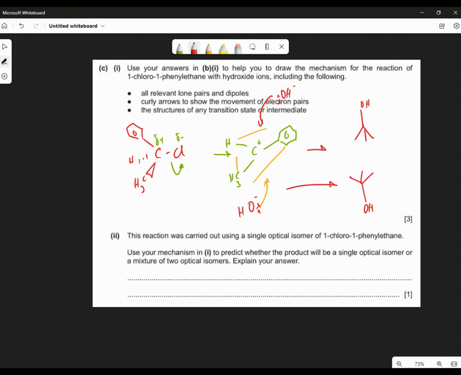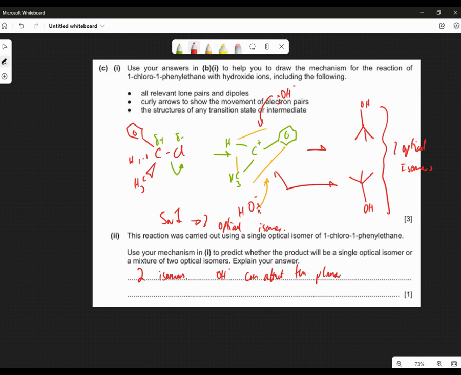Okay, so in this case, you end up with 2 optical isomers. So if it's SN1, you end up with 2 optical isomers. The answer is 2 isomers here. And why? Well, because the OH can attack the planar carbocation intermediate. It can attack from the top or the bottom.